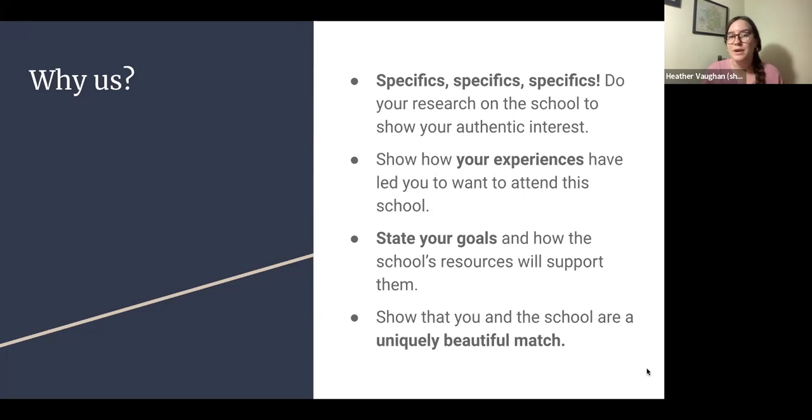And finally, just to reiterate once more, it's really important to mold your answer to the question. So you want to make sure that even if you may be writing similar Why Us essays for different schools, you are tailoring your answer specifically to what the school is asking for, because again, that reveals their priorities and it reveals exactly what they're looking for. So these are a couple of ways that you can effectively approach the Why Us essay.